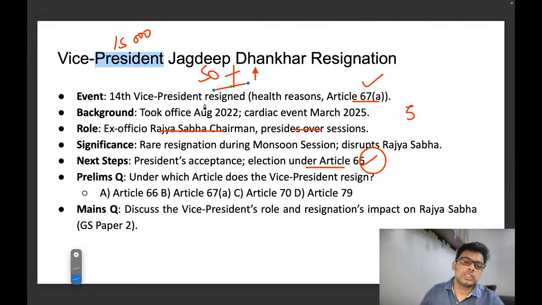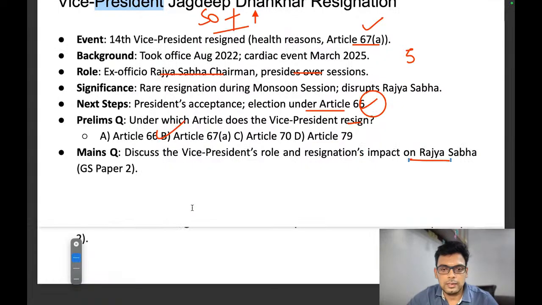Now you've got two questions. Under which article does the vice president resign? Anyone? The answer is in front of you. The answer is 67A. Maybe it's a very easy question because it's not at par with UPSC, but it's for practice. So the question is: discuss the vice president's role and the impact of resignation on Rajya Sabha. If you want to write, you can write it.